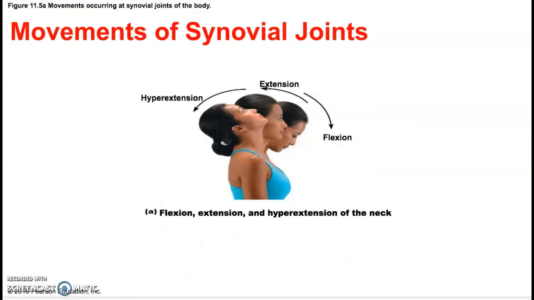We're going to finish this video by looking at movements. We're going to talk about flexion, extension, and hyperextension for the neck. If you move your head towards your sternum, that's flexing your neck. If you return your head back to neutral, that's extension. And if you look up at the sky, that is hyperextension.